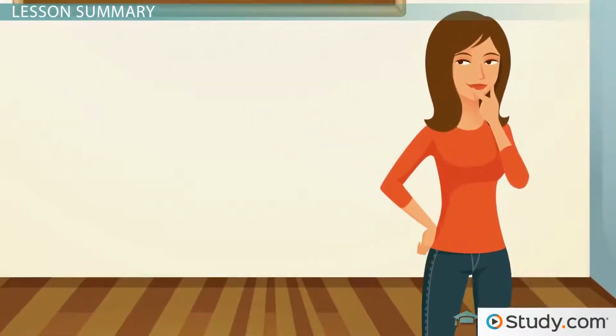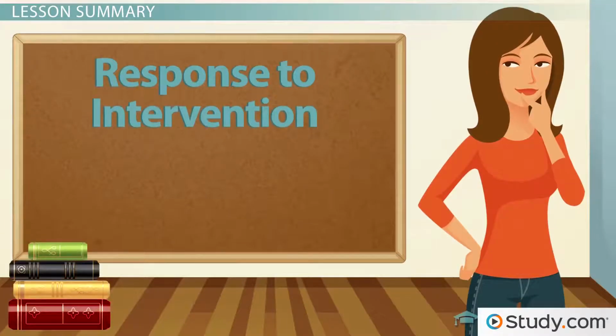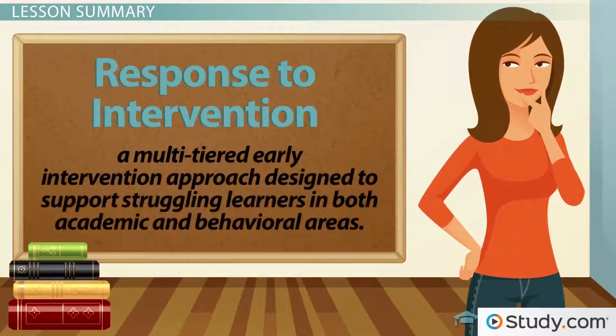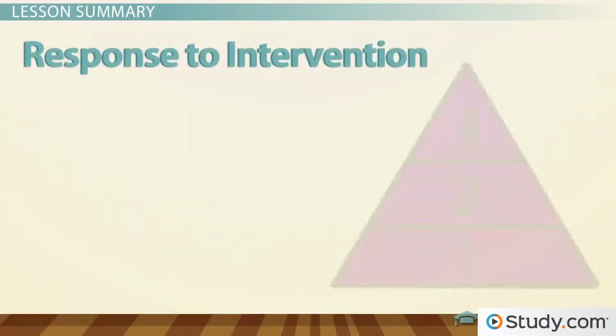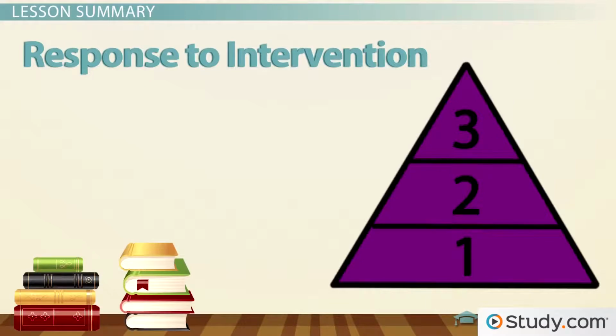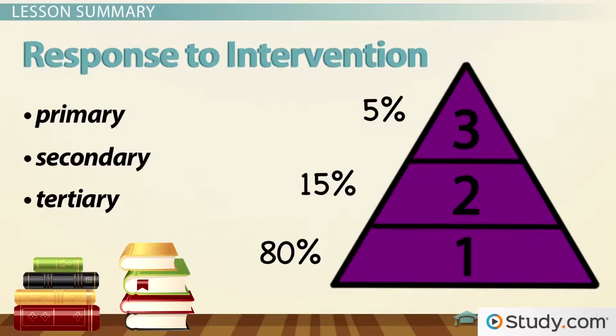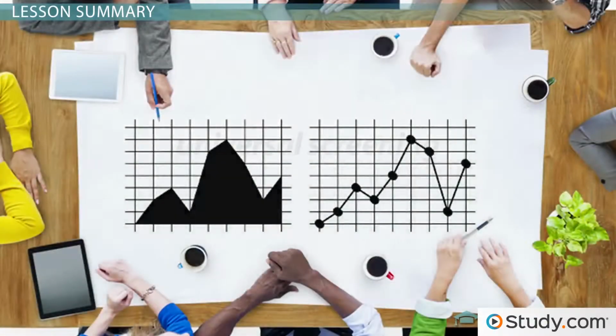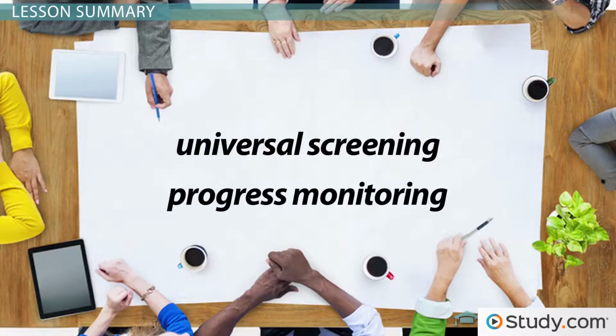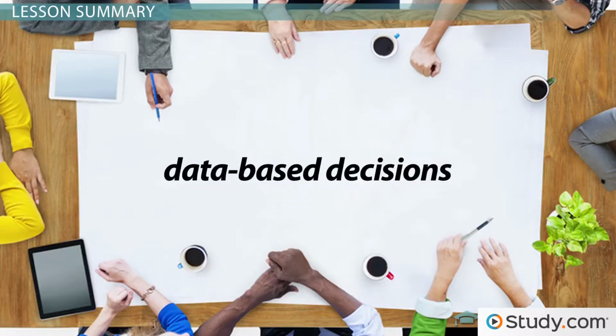To summarize, the response to intervention process, or RTI, is a multi-tiered early intervention approach designed to support struggling learners in both academic and behavioral areas. RTI consists of 3 tiers of interventions: primary, secondary, and tertiary. An estimated 80% of students are successful in Tier 1, 15% in Tier 2, and 5% in Tier 3. RTI consists of the use of universal screening and progress monitoring in order to make data-based decisions.